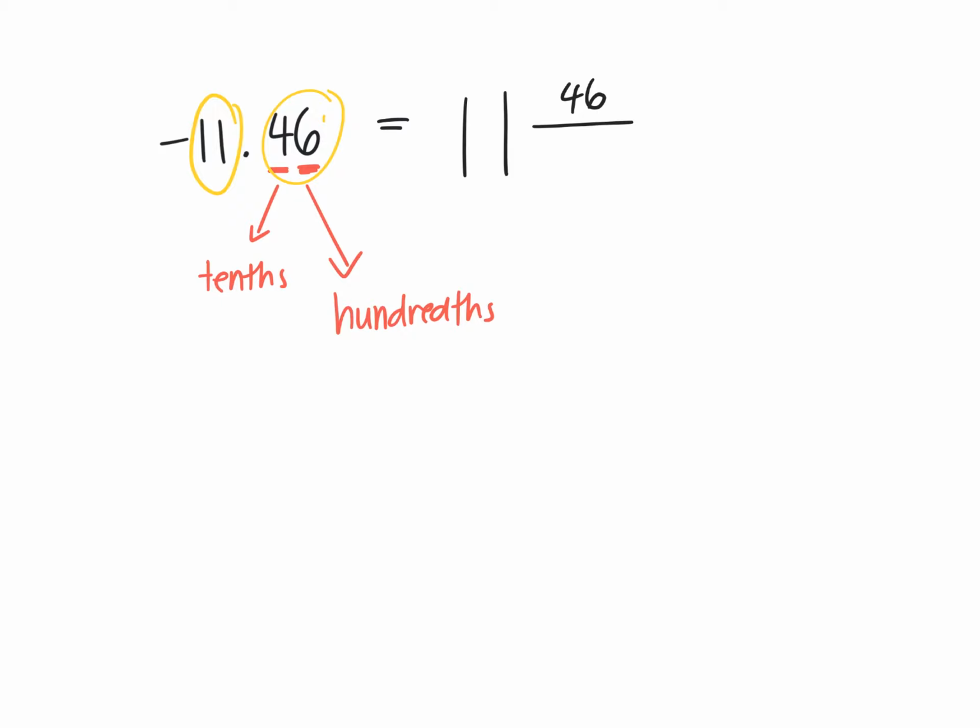So it would be 46 out of 100, right? I have 11 and 46 hundredths. That's it. We wrote it as a fraction. But I want you to write it in lowest terms now. Who can tell me what this would be in lowest terms? Yes. Good. So that would be 11, and what did you do to get the answer? You divided by 2. So 23 over 50, and that would be lowest terms.